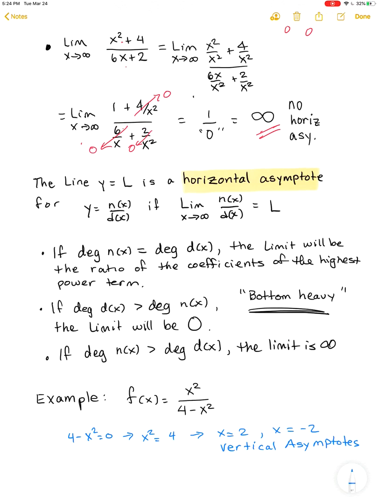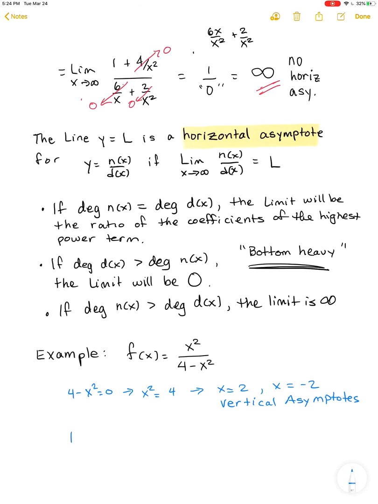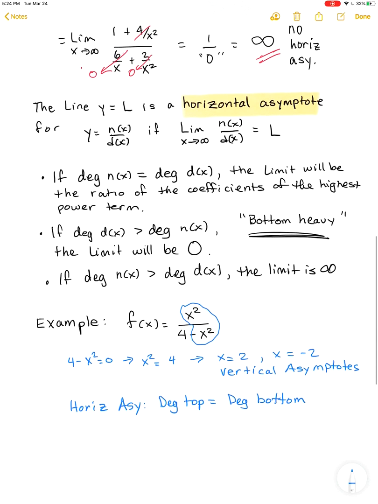Now I'm going to identify the horizontal asymptote. For the horizontal asymptote, notice that the degree on top is equal to the degree on the bottom. So both numerator and denominator grow at the same speed. That means the horizontal asymptote is the ratio of the coefficients. I got a 1 in front of the x squared on top, a negative 1 in front of the x squared on the bottom. So I would say y is equal to negative 1 is the horizontal asymptote.